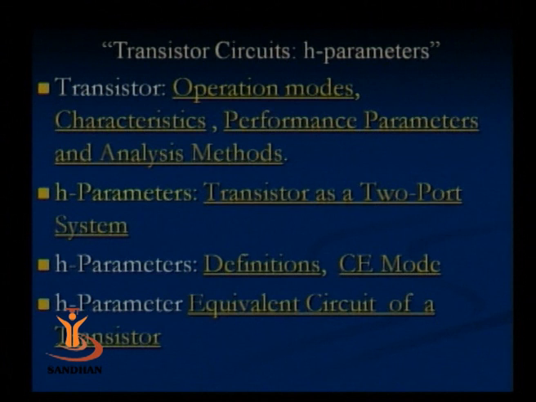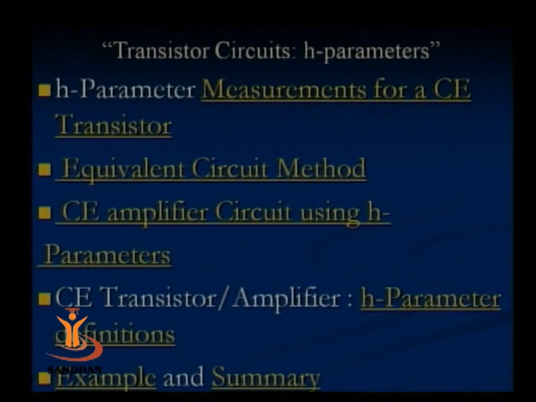Today we will try to cover the following topics: transistor operation modes, its characteristics, performance parameters, and some analysis methods. Then the H parameters derivation by considering the transistor as a two-port system. From that we will define what the H parameters are for a particular transistor in a particular mode, and then we will go for the equivalent circuit of a transistor using those H parameters. How H parameters, once we know them, can be measured in a particular mode will also be discussed.